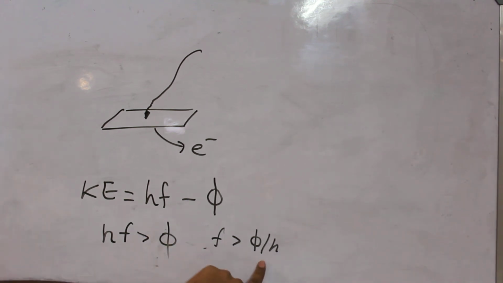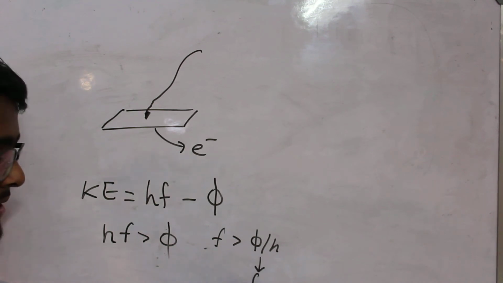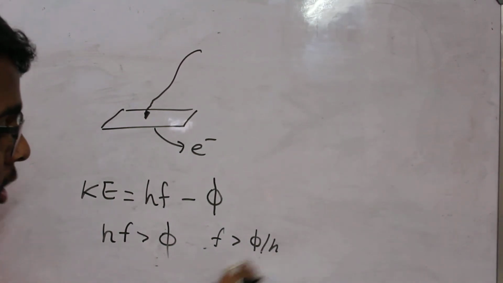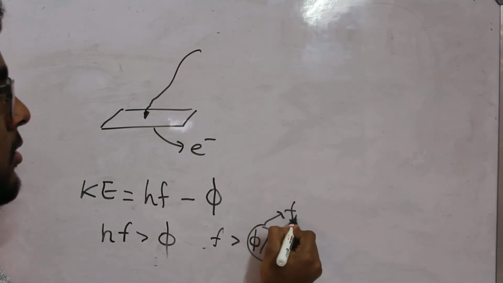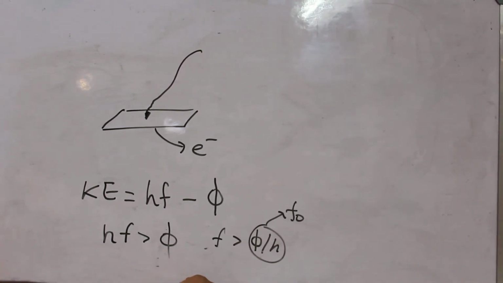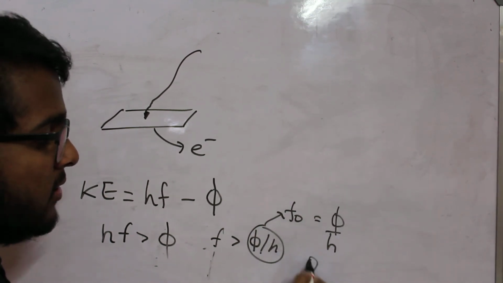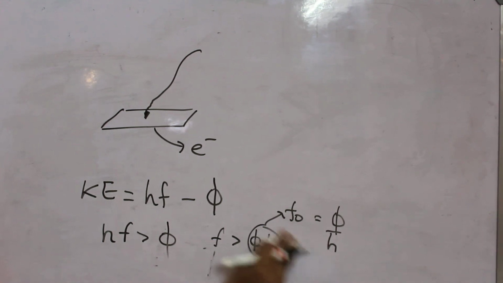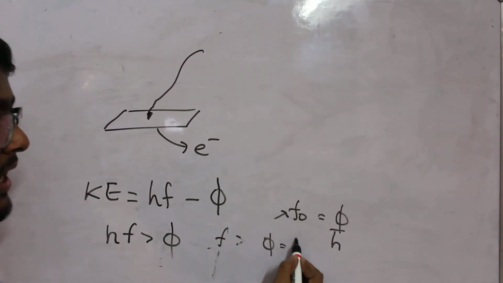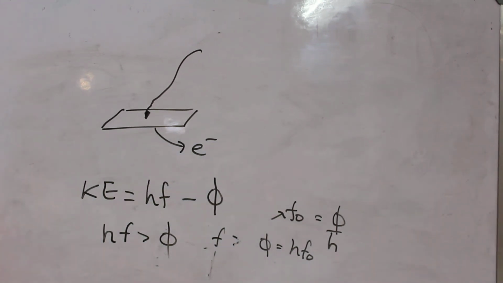And this phi over h is a constant, because for a given metal the work function is a constant and Planck's constant is a constant. So my frequency needs to be greater than some constant value of frequency, f0, called the threshold frequency. This frequency also corresponds to some energy. Because I know that f0 is phi over h, I know that phi is nothing but h times f0, which means I need to supply some minimum energy, which explains what I observed in my experiment. So Einstein's theory corresponds to that as well.